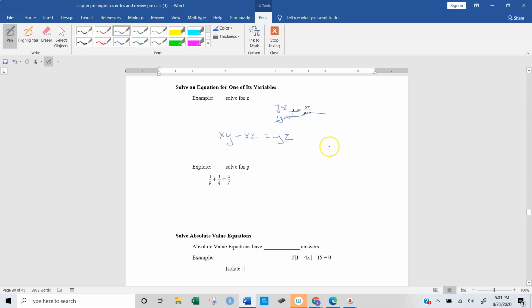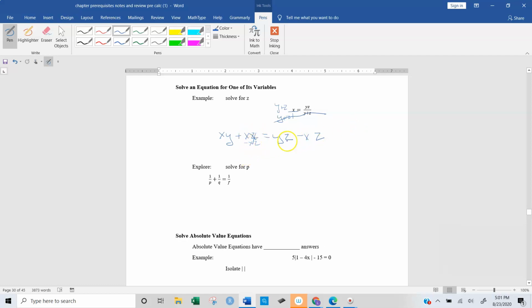Now it's the same as before. The variable you're solving for needs to go on one side, everybody else on the other. Xy does not have a z, so I leave him. Xz has a z, so I'm going to move him over to this guy. So let's subtract him out. So he's gone from this side.